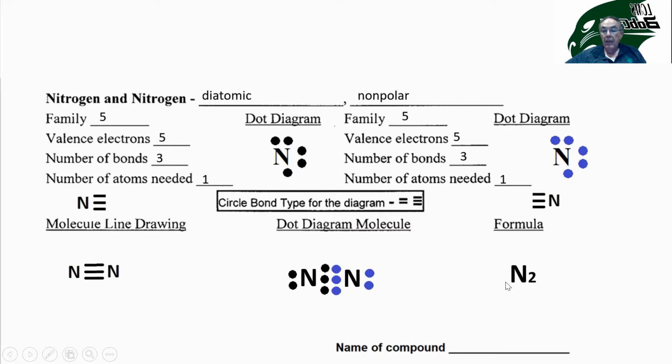The formula is going to be N2. All 3 of these diagrams have 2 N's. 1, 2, 1, 2, and then N2. The name of this compound is going to be di, and we never do anything to the name of the first element, so it's going to be dinitrogen.